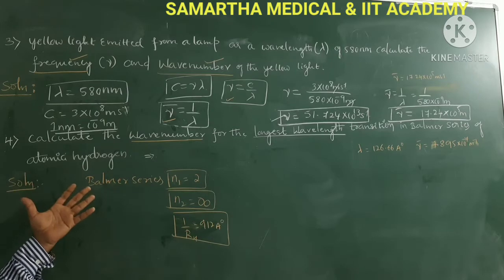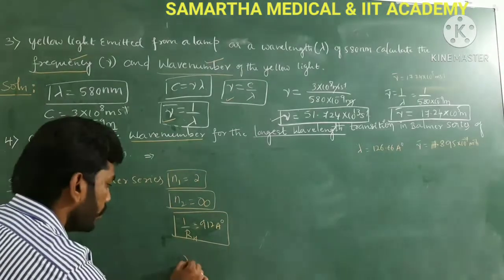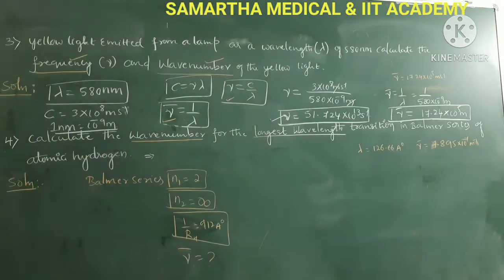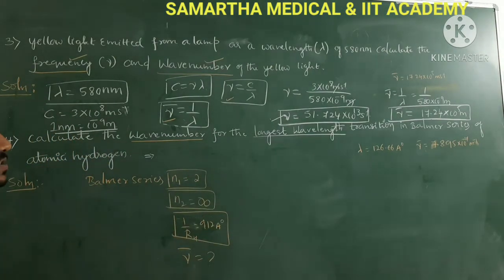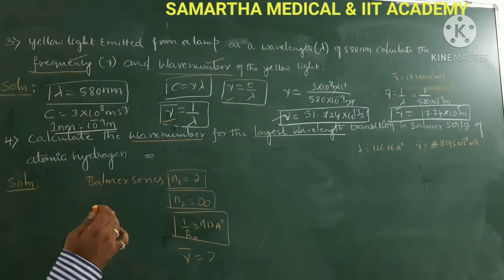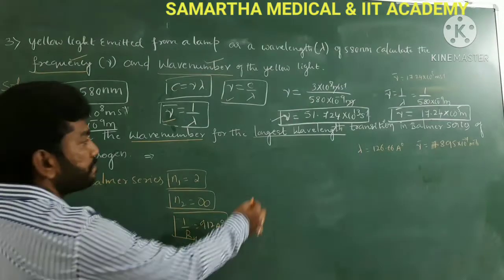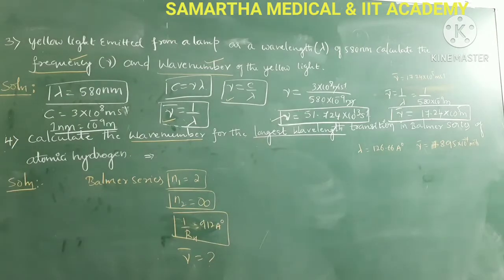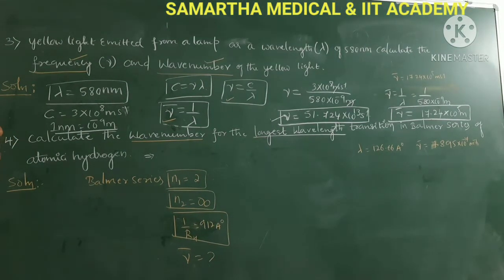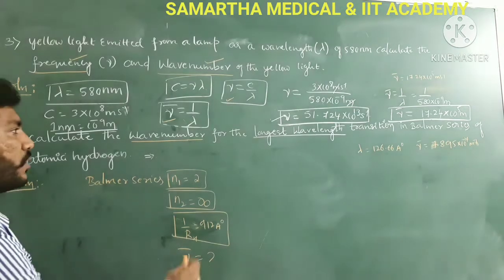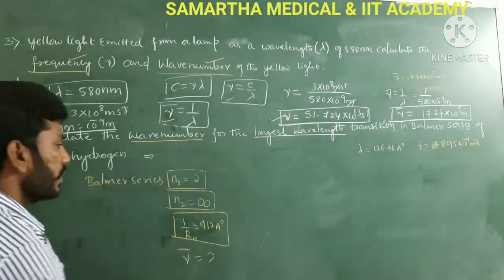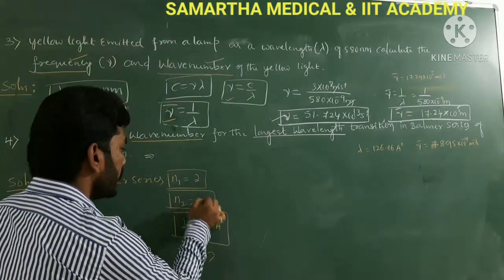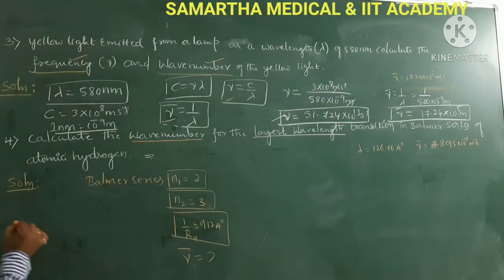What we are going to calculate here is the wave number, nu bar, for the longest wavelength transition in the Balmer series of atomic hydrogen. So we are going to calculate the wavelength of that longest wavelength transition. The longest wavelength is the first line, and the last line has the shortest wavelength. That's why the N2 value will be 3, not infinity.